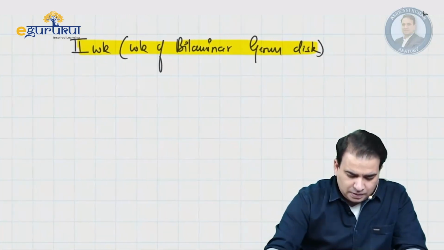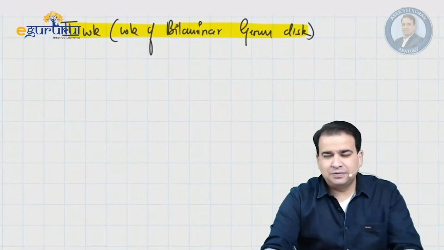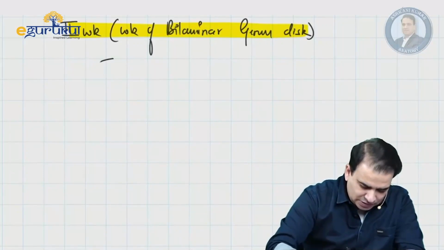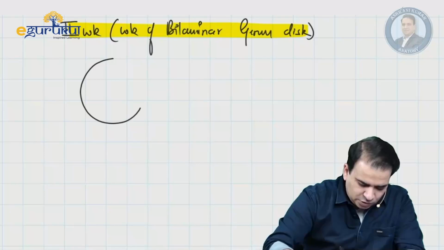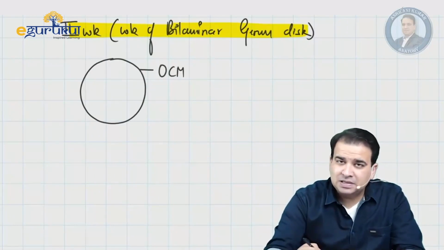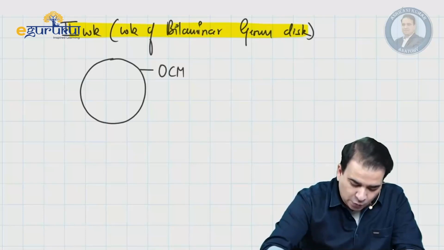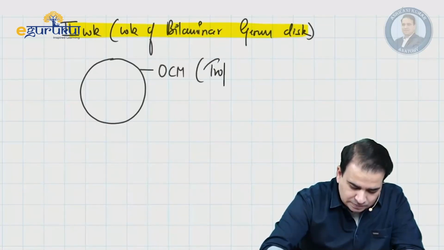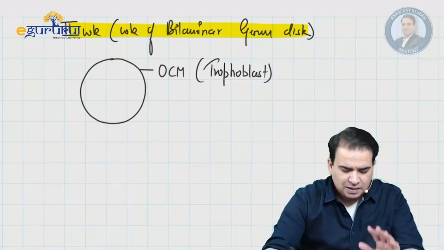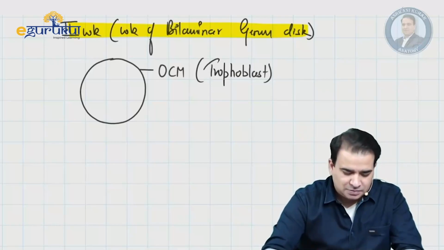So starting from where we left in the first week, we had a blastocyst with us, right? So guys, let us say this is the blastocyst. We already know the outer layer is called the outer cell mass. But once the implantation takes place, instead of calling it outer cell mass, now we'll call it trophoblast. Yes, it is a cytotrophoblast and syncytial trophoblast, but let me just stick with the simple term trophoblast.